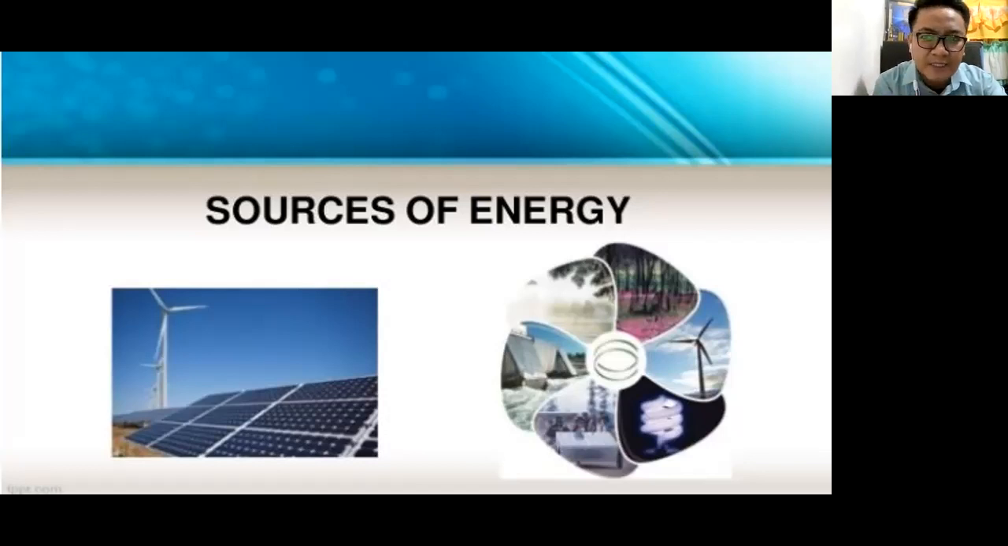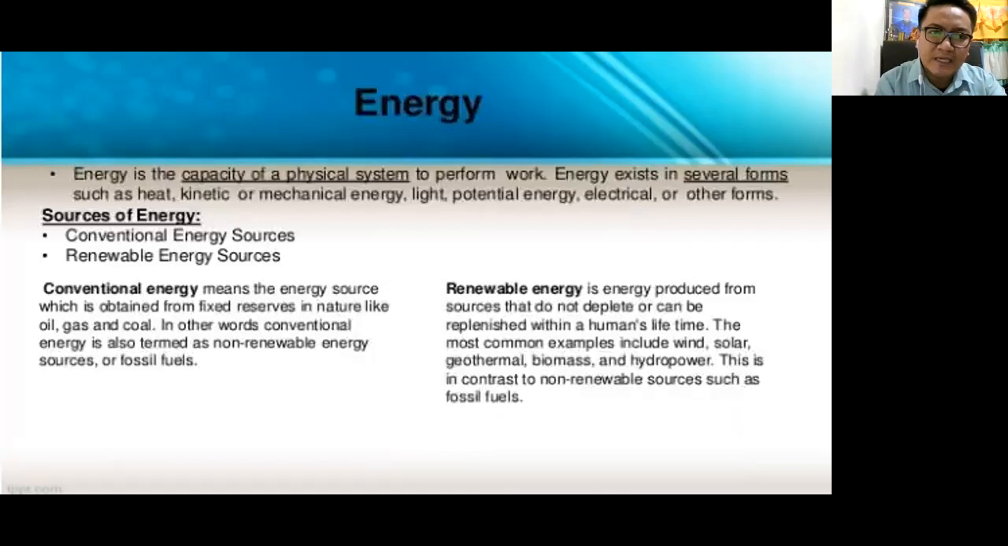May touch of some physics lang po ito. No? Konti lang po, medyo nagkakaroon lang po tayo ng some terms galing pa sa physics. Okay? Ito po, when we talk about energy, energy is the capacity of the physical system to perform work. Alam po natin yan, work, power, and energy. Energy is the capacity of the physical system to perform work. Sabi po rito that energy exists in several forms such as heat, kinetic, or mechanical energy, or even light, potential, and electrical energy, and other forms of energy.